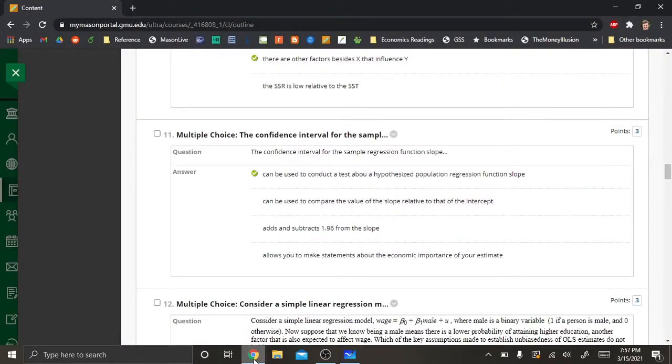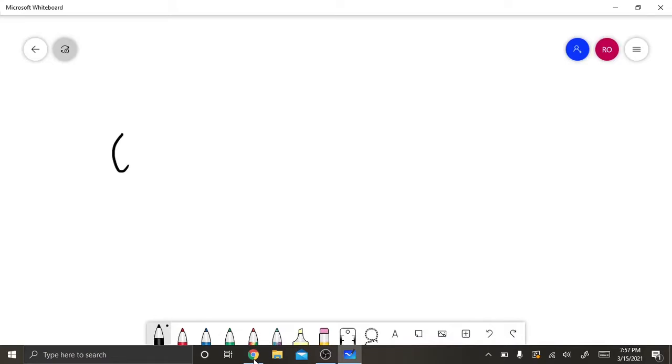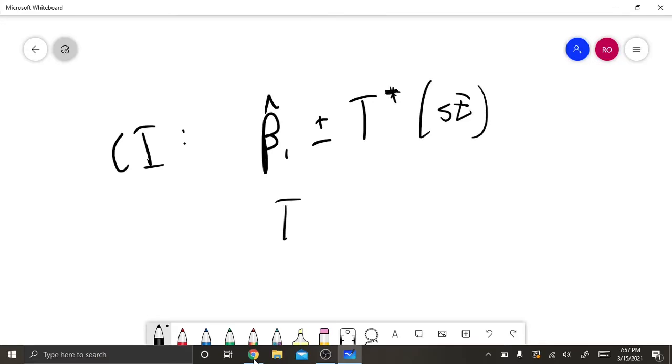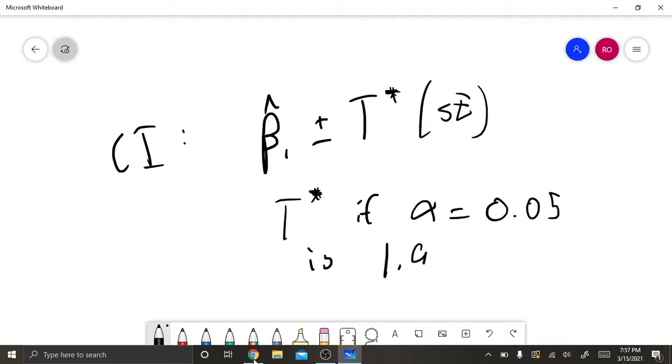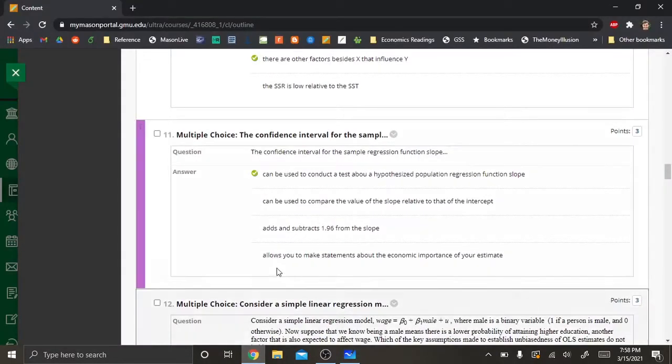Confidence intervals. All right, so if you remember, the confidence interval is going to equal your slope plus or minus some value t star times your standard error. And one very common value for t star, if your significance level is equal to 0.05, is 1.96. But remember, we're not just adding and subtracting 1.96, we're adding and subtracting 1.96 times the standard error. Okay, so it's not that one.